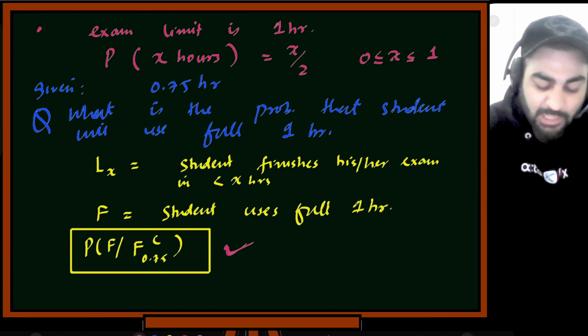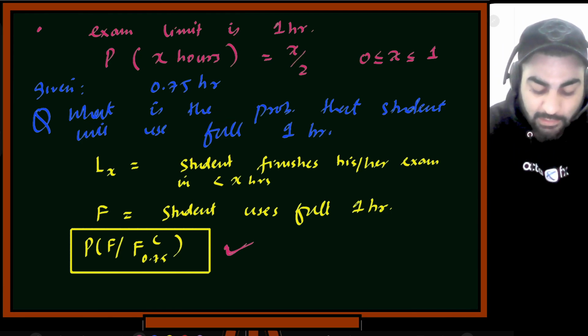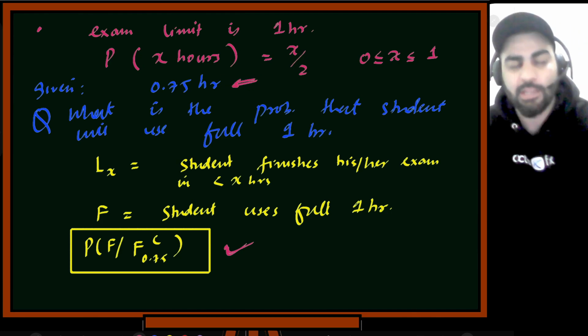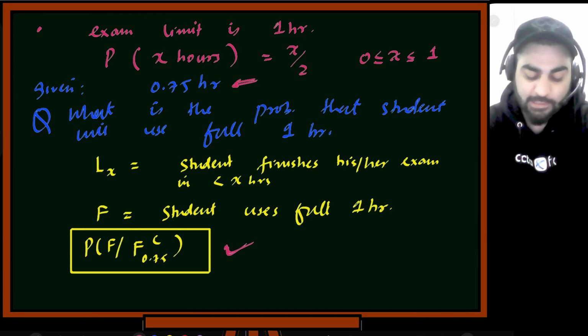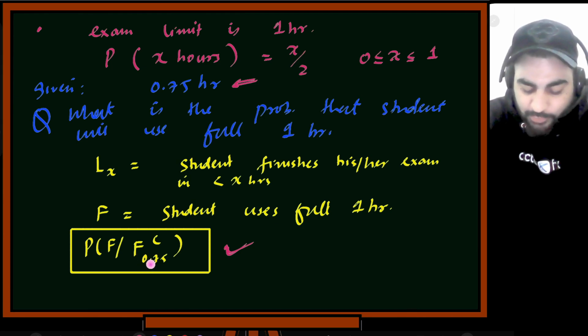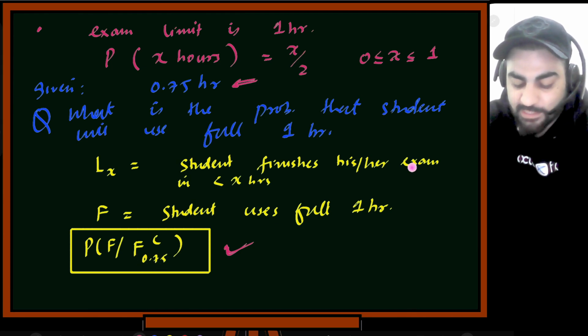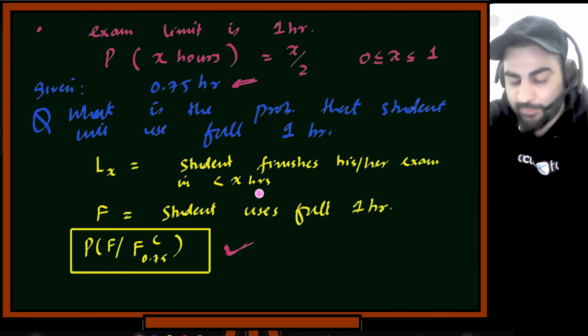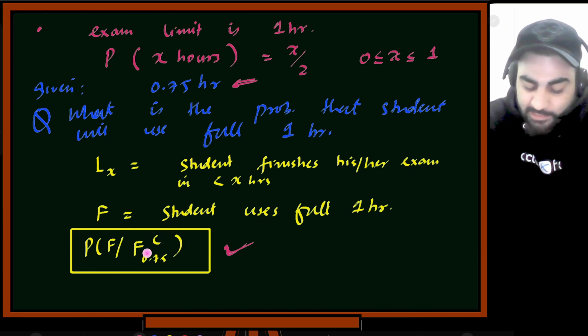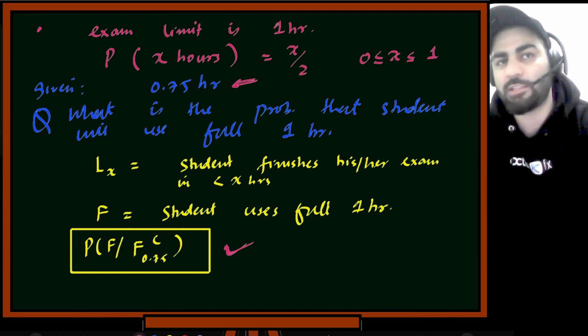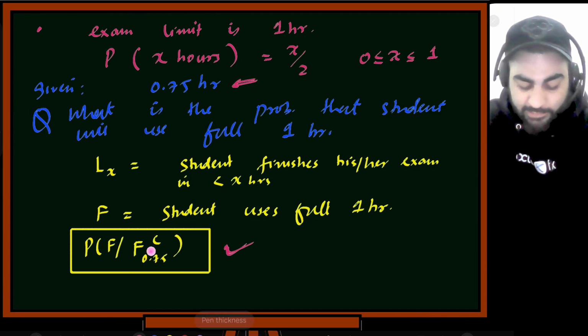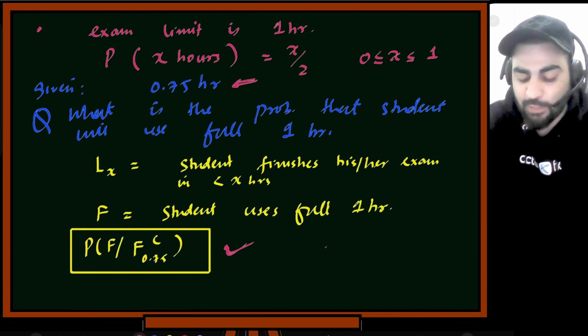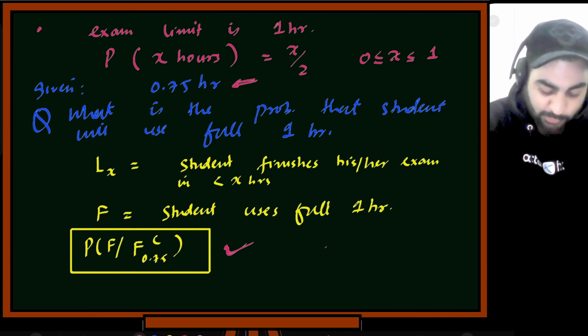So the question asks, what is the probability that the student will use the full hour? Because I know that the student was seen at 0.75 hours. Now, L of 0.75 hours means the student finishes in less than 0.75 hours, but its complement is that he'll take more than 0.75 hours. This is the complement, given F, which means the student will use the full hour. Who understood this portion?